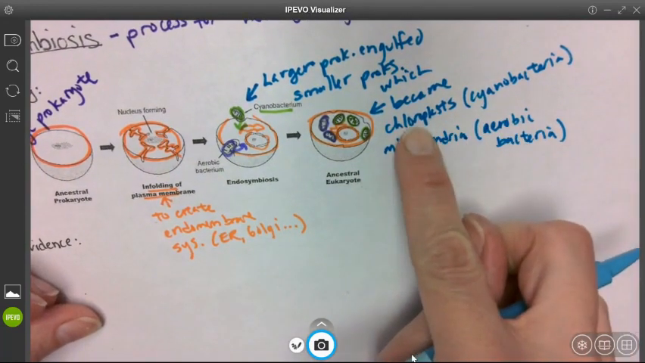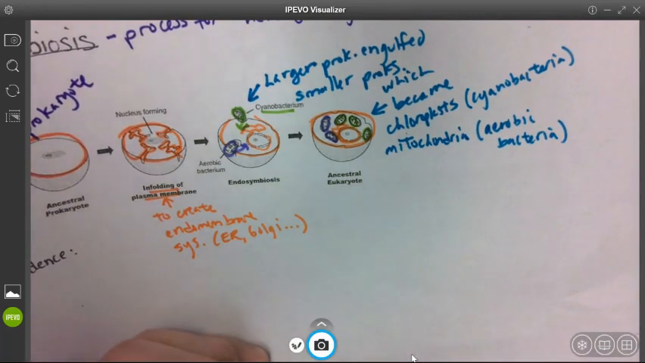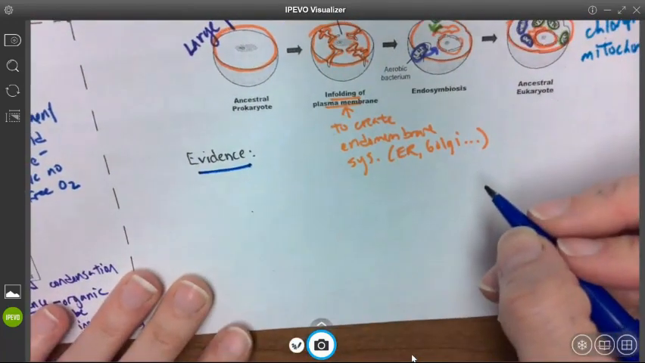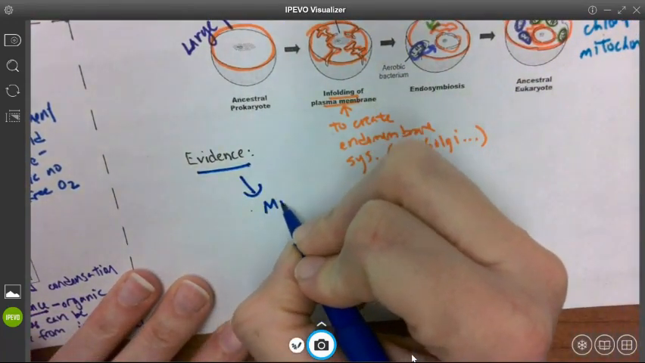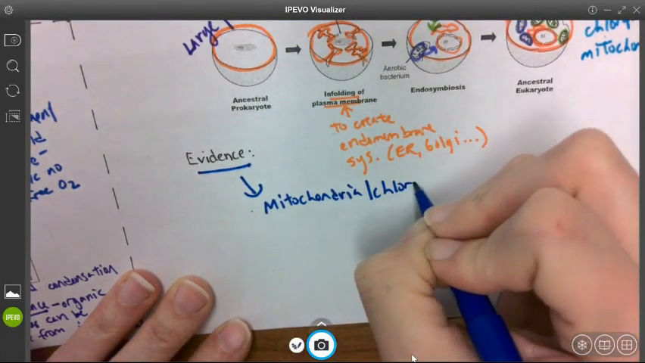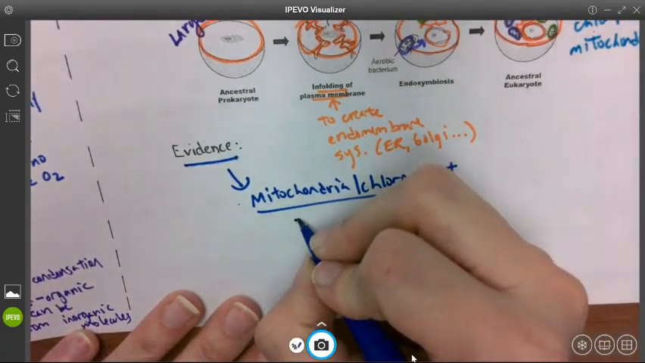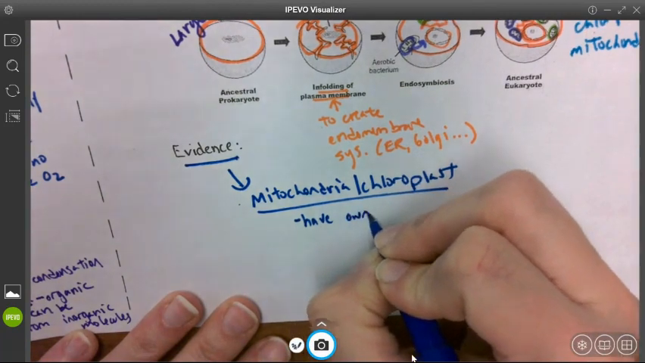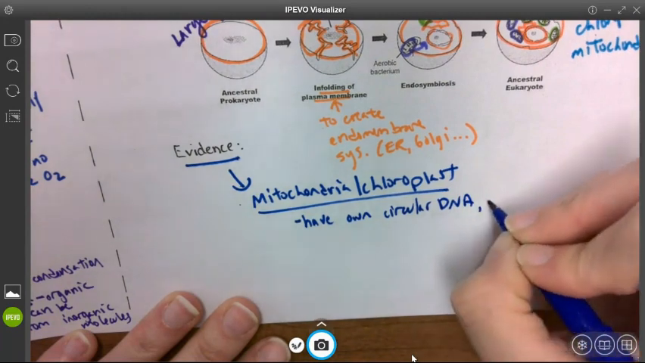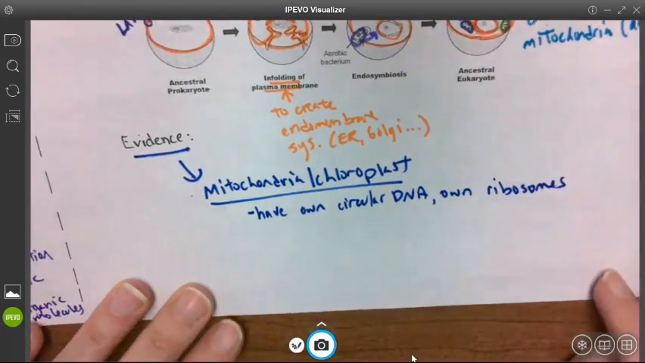The aerobic bacteria that became the mitochondria are going to do cellular respiration. So what provides the evidence for this? Okay, and again, we've talked about this before, but it's a good idea to summarize this. The evidence for the mitochondria and chloroplast having undergone endosymbiosis to go into the cell is they have their own circular DNA, like a prokaryote would, and their own ribosomes, which are smaller, like prokaryotic ribosomes.